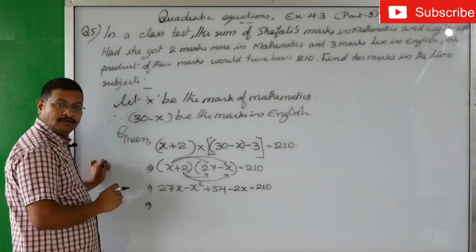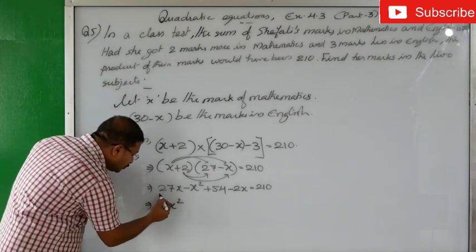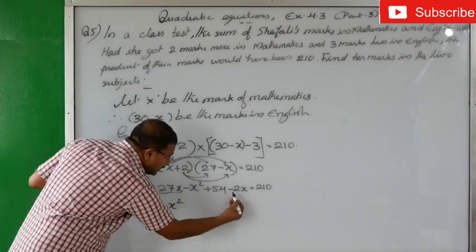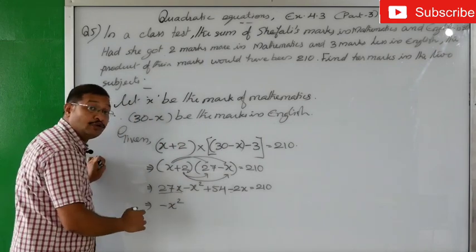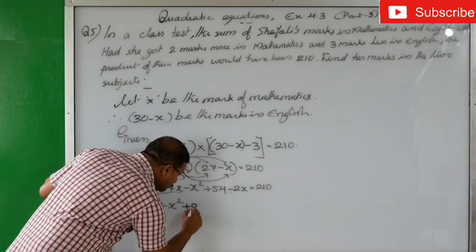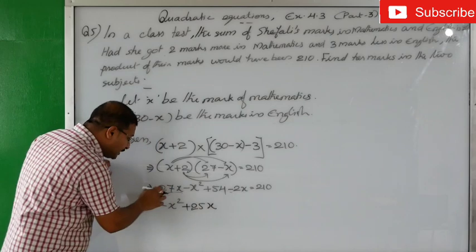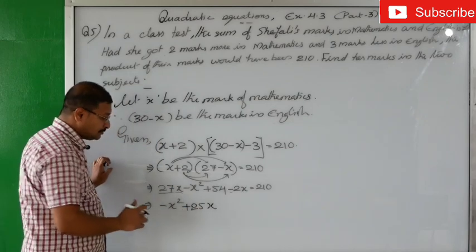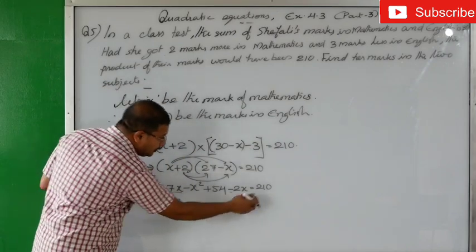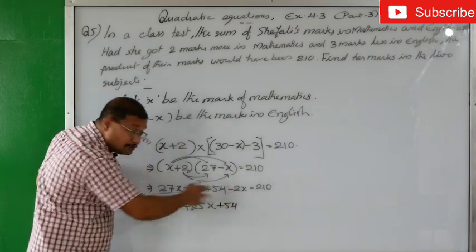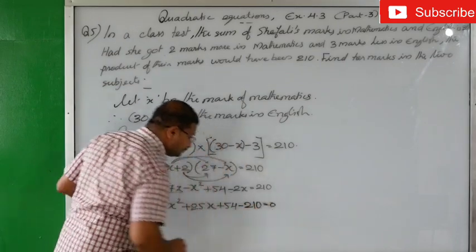First we'll write minus x square. After that, 27x plus and minus 2x: 27 minus 2 is 25, so plus 25x, because the bigger number is plus. Plus 54 is already here. Now 210 comes to the other side, it will be minus 210 equal to 0.